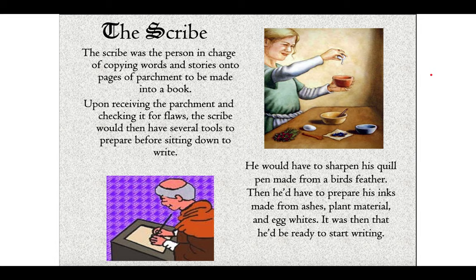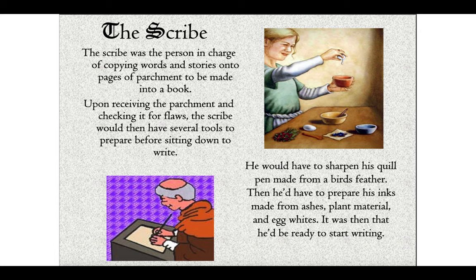The scribe. The scribe was the person in charge of copying words and stories onto pages of parchment to be made into a book. So the parchmenter would make the animal skin and prepare that material for the scribe to then write on. Upon receiving the parchment, they would check it for flaws, and the scribe would have several tools to prepare before sitting down to write. So they weren't able to just go out and buy a pen from Walmart. So they had to actually make their materials.